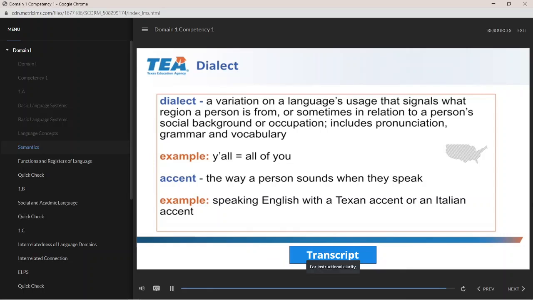For instructional clarity, teachers should be aware of the regional and social background dialects that may have an impact on communication in their classrooms. This knowledge relates to formal and informal language registers, which will be discussed in the subsequent section of this domain. The focus must always be on helping English learners develop academic language.